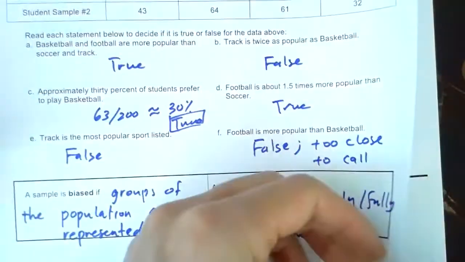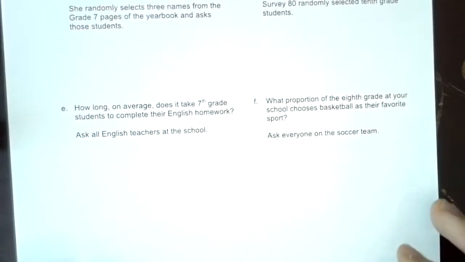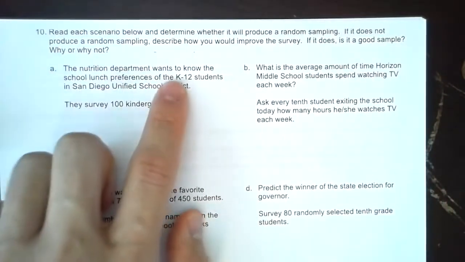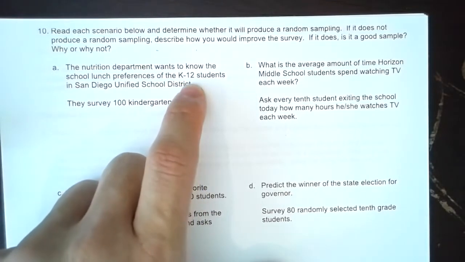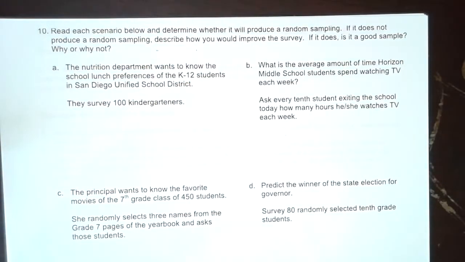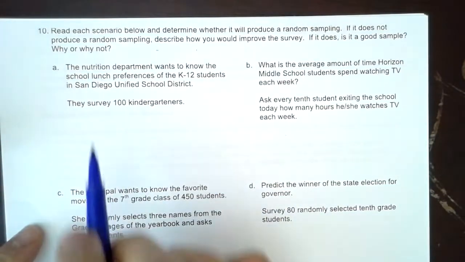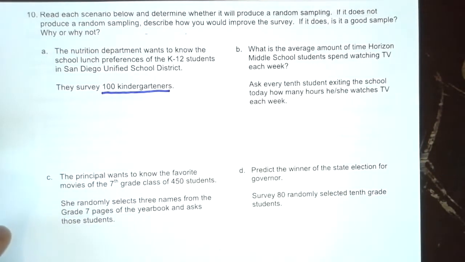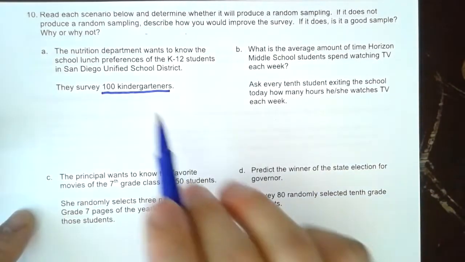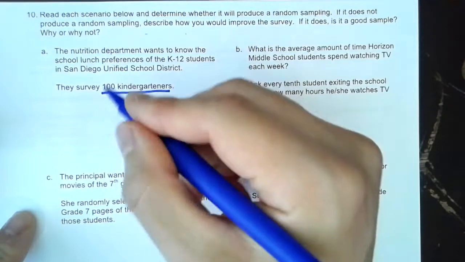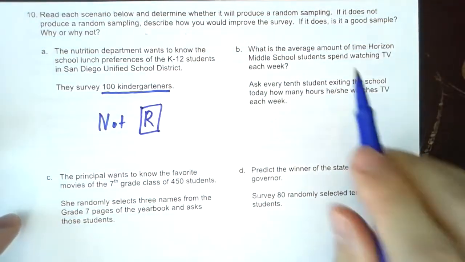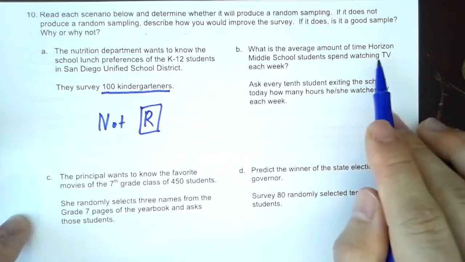Okay, so let's go ahead and practice more examples of what we consider is a random sample or not. Some of these will be funny, hopefully. The nutrition department wants to know the school lunch preferences of the K through 12 students, meaning kindergarten all the way to 12th grade. So they survey the 100 kindergartners. What? The kindergartners would just want milk and cereal and cookies, right? Kindergartners are adorable, but that would not be a good sample, right? So this is not representative.